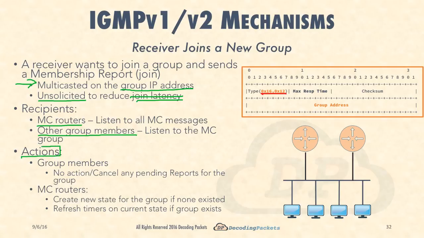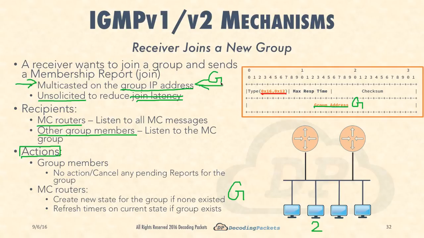These actions are now important. So let's see. First of all, let's get a brand new receiver. Let's say receiver 2 here wants to join a group. We'll just call the group G. It's easier for me to write that. Receiver 2 will then multicast a report with the group address G contained in it, and it'll multicast it on G.